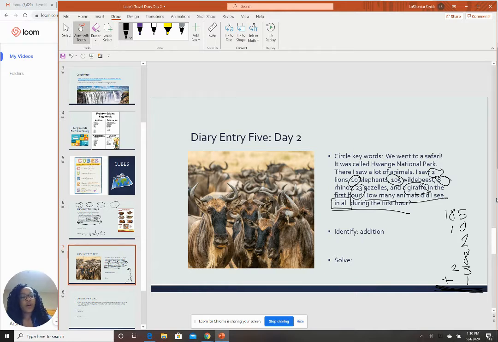Okay, I have a line right there. So we're going to do the ones place first. So 5 plus 0 is 5. Then we add 2. That's 7. Then we add 8, 9, 10, 11, 12, 13, 14, 15, 16, 17, 18, 19. Then you do 1 plus 1 is 2. And so all together, they saw 129 animals in the first hour.